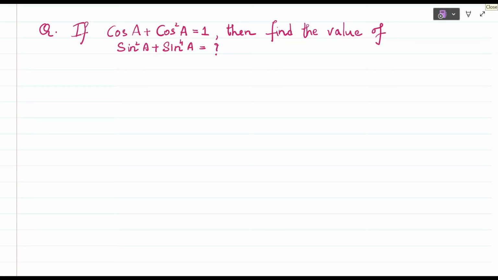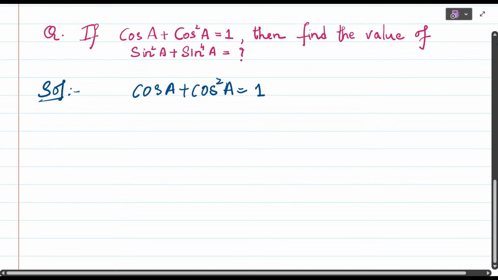Hi students, in this video, I am going to explain some important questions according to the CBSE board exam, Trigonometry Chapter 8. The first question is: if cos A plus cos square A is equal to 1, they have given. Now I am going to transpose this cos square A towards the RHS side, so it will become 1 minus cos square A. They are asking us to find the value of sine square A plus sine power 4A.